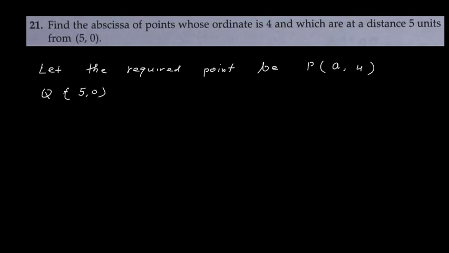So I will say, let the required point be P. The abscissa we don't know, so let us take abscissa as A, and the ordinate is already given as 4. So let the required point be P(A, 4), and there is one more point Q whose coordinates are (5, 0).